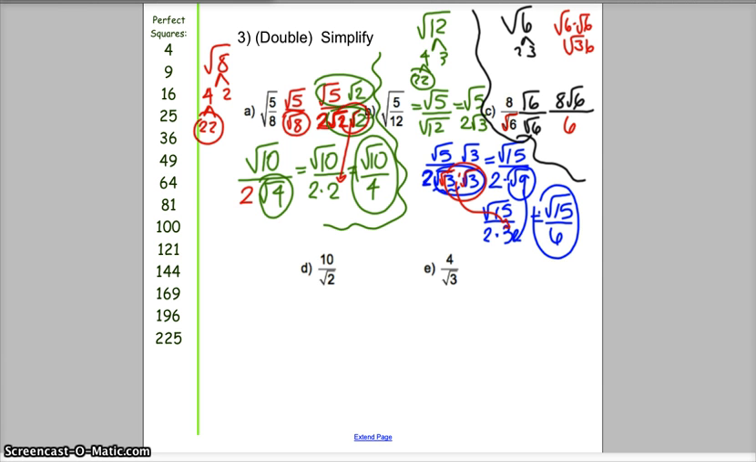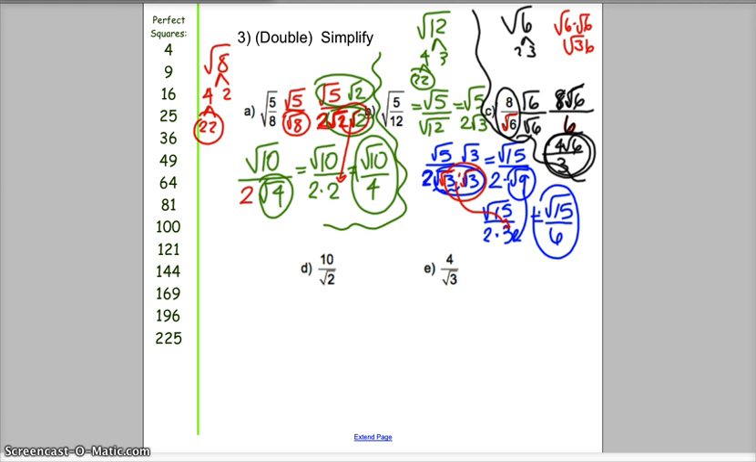Looking at fractions, 8 over 6 reduces to 4/3, but I still have the square root there. If you want to, grab a calculator, type in the original, and you'll get a decimal. Type in the answer, you should get the exact same decimal. I have 2 more to do.